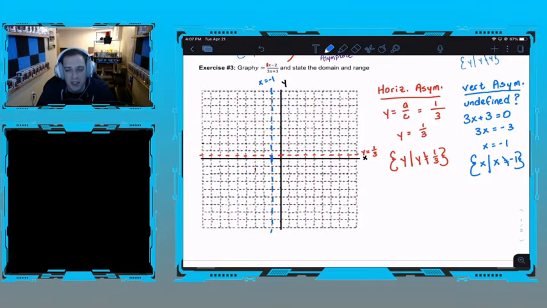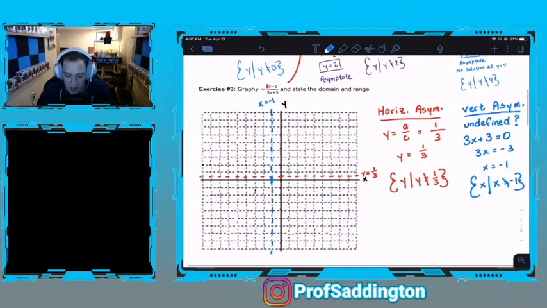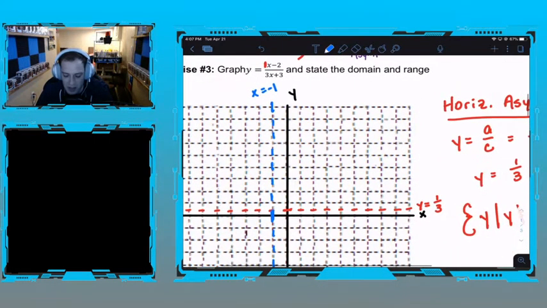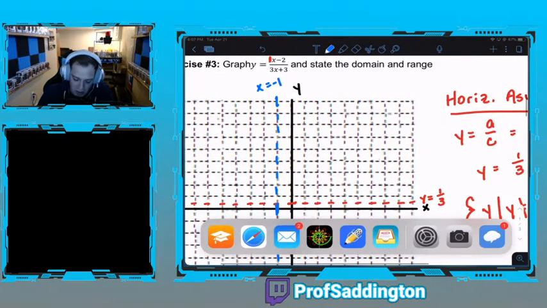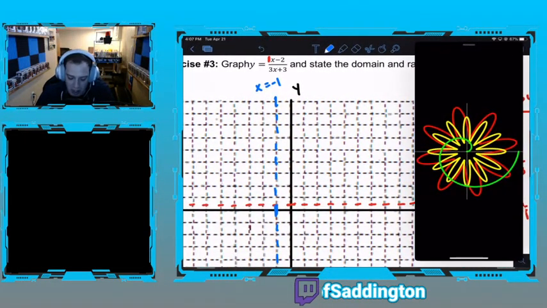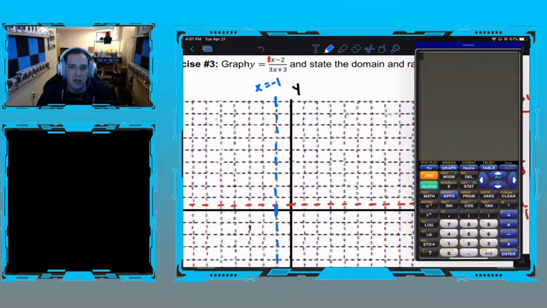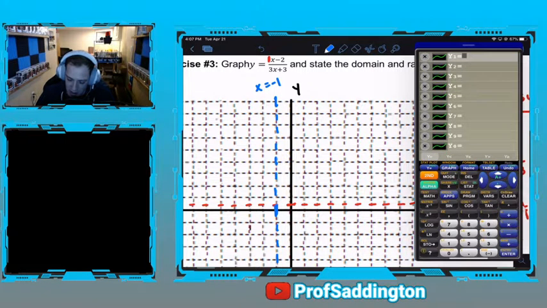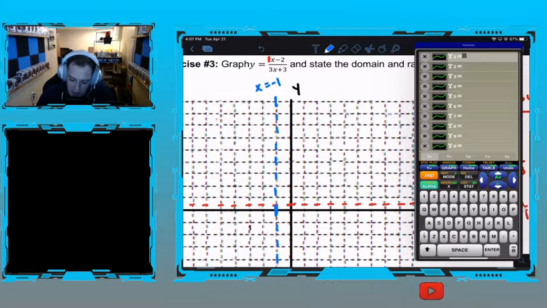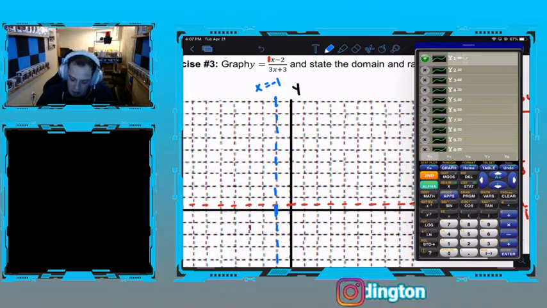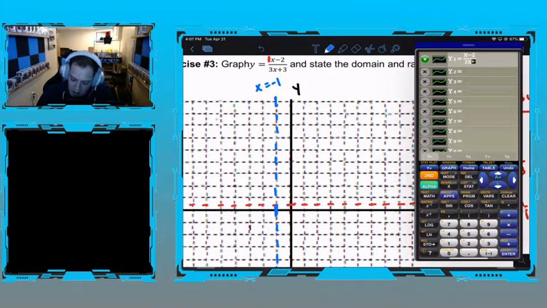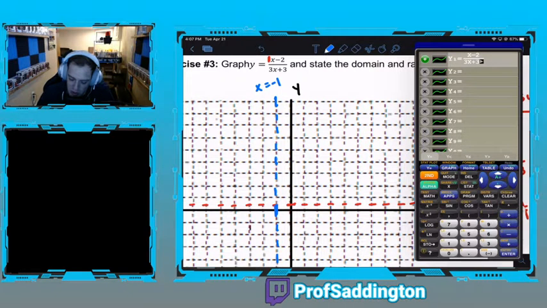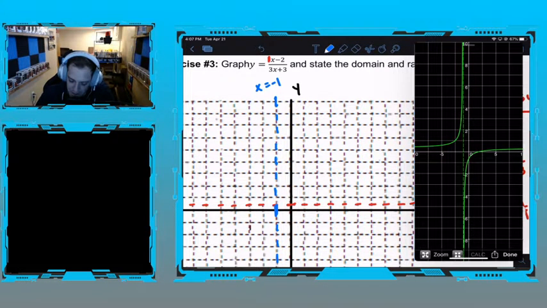The easiest part is this next part, because you guys are in Math 12, I told you that you could just type this into the calculator and figure out which way the graph is going based on what your calculator shows. So I'm going to go into y equals. I'm going to clear that out. I'm going to type in my fraction of x minus 2 over 3x plus 3. And then I'm just going to hit graph.